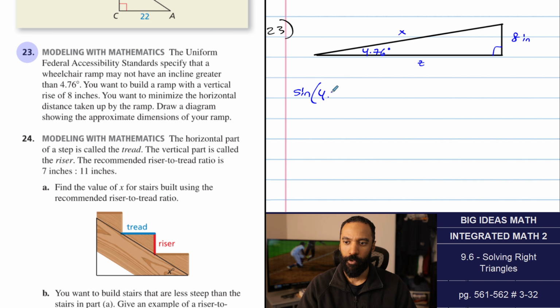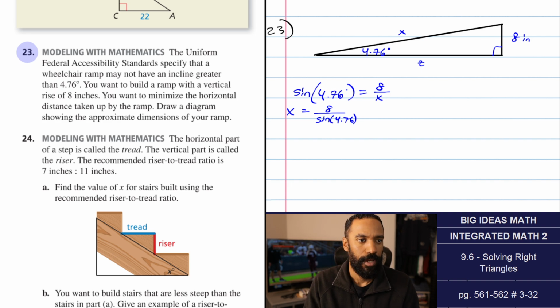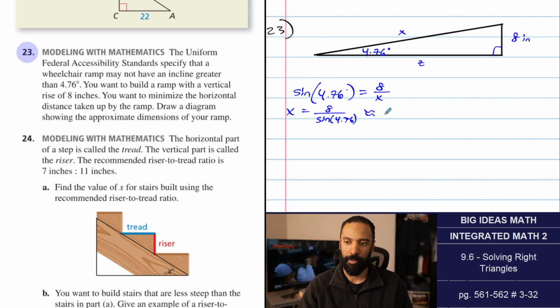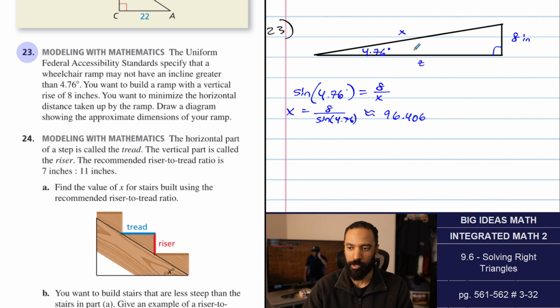Sine of 4.76 degrees equals 8 over X. So X is 8 over the sine of 4.76. There's no inverse trig used in finding the length of a side here. So 8 over the sine of 4.76 degrees. That's about 96.406. I'm going to write a few more decimal places to start with to talk about which way I want to write this number. It's probably better to be more precise with that anyway.